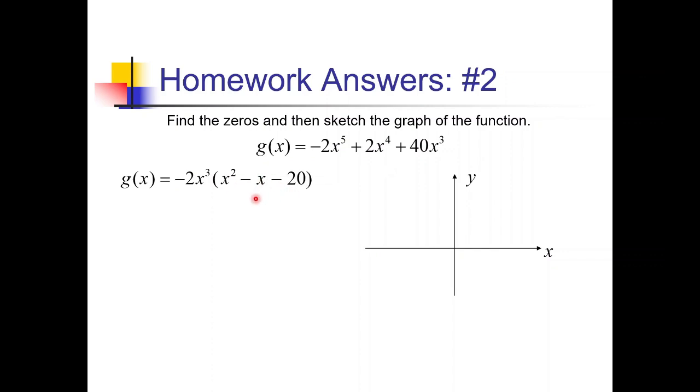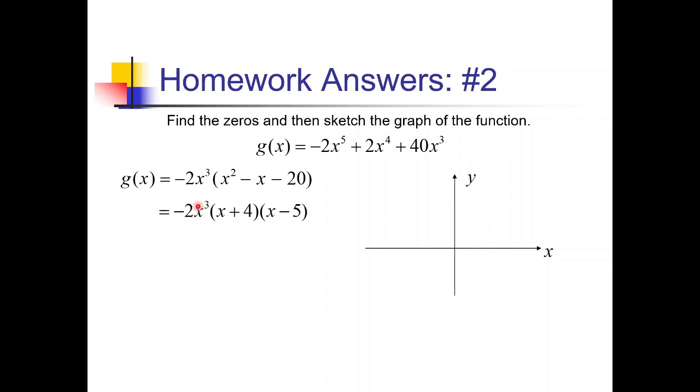I can factor the stuff inside here a little bit more, so let me bring down this negative 2x cubed just so I don't forget about it. And in here now, numbers that multiply to negative 20 and add up to negative 1. Well, 1 and 20 doesn't work. 2 and 10 is no good. 4 and 5 works if I have a positive 4 and a negative 5. So there's that factorization.